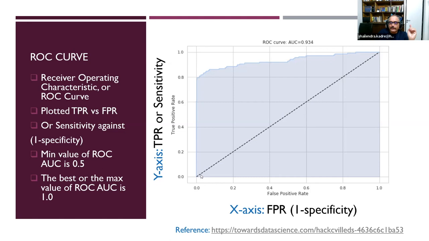This dotted line, if your model is near to this dotted line, means you don't have any model. Your model is not there at all. 0.5 is the worst model. And the upper triangle, the more area you cover in the upper triangle, understood? That the ROC area under the curve is more, right? Area under the curve increases, so you go close to 1. Then your model is very good.